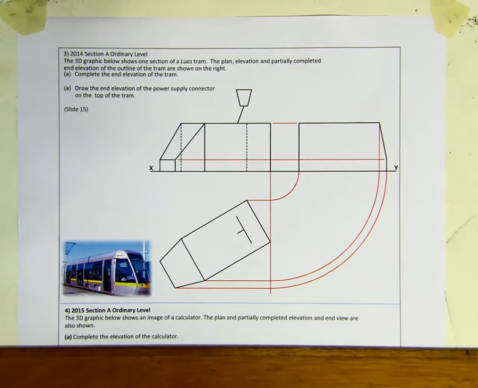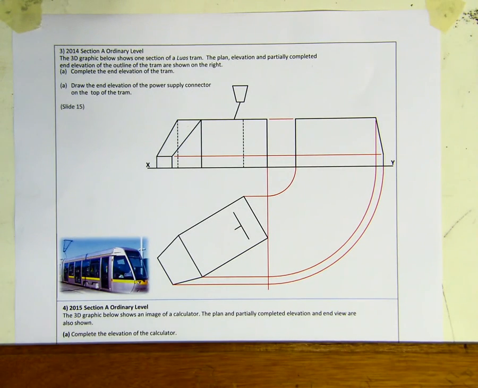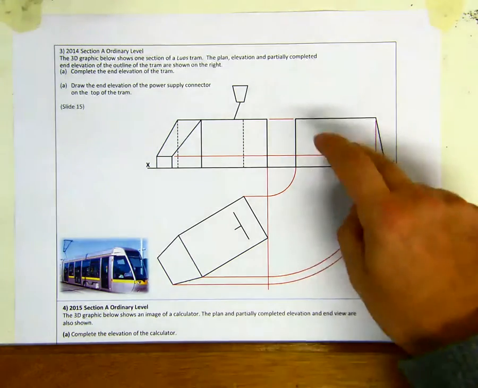Okay, the 3D graphic below shows one section of the Luas tram. The plan and elevation are partly complete. The end elevation of the outline of the tram is shown on the right. Complete the end elevation of the tram. So we have to complete the end elevation.